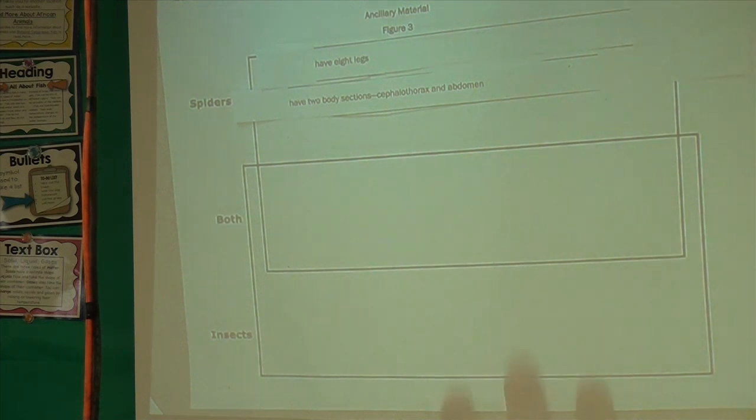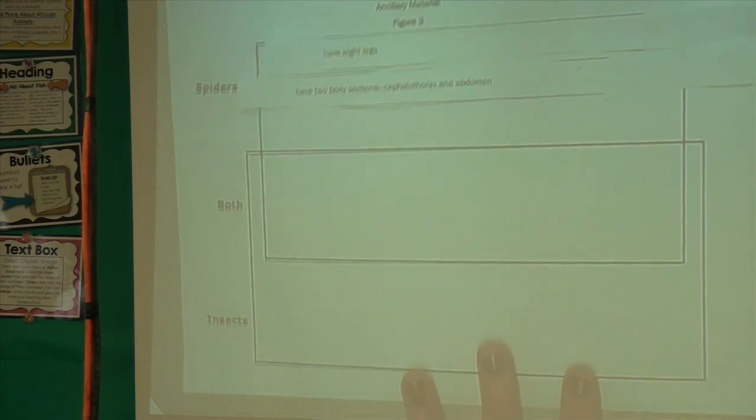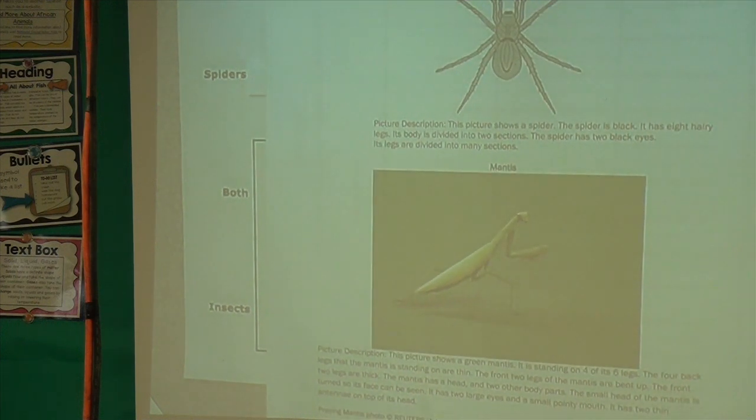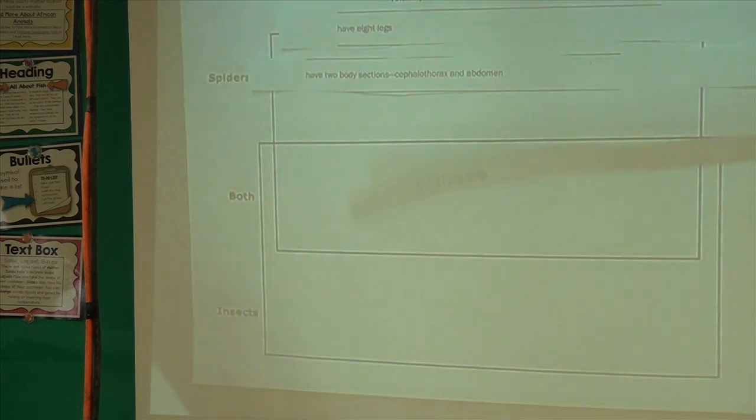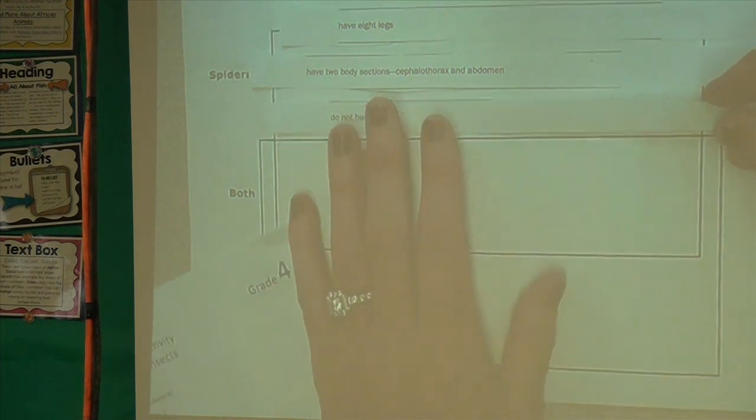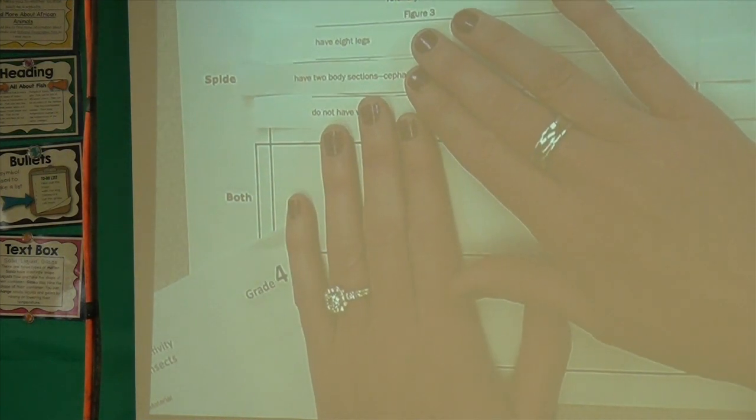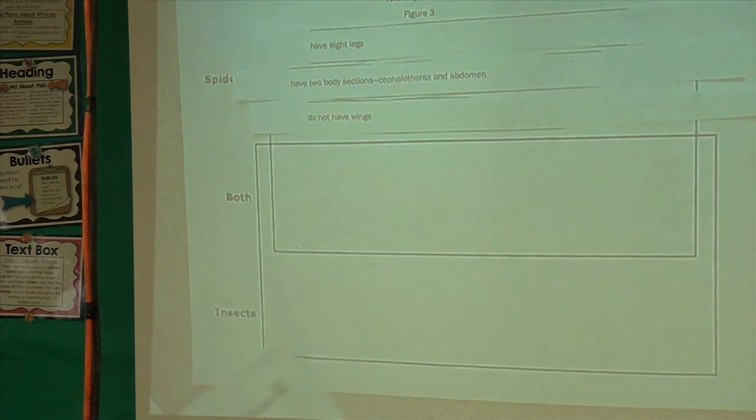What else do you know about spiders? Using the picture can also help you. You have a picture of the spider. What else do you know to be true about spiders? Justin, what do you know? They do not have wings. I'm sorry? They don't have wings. Spiders do not have wings. So that will go in our spider section. We're not gluing down quite yet, friends. We're just placing them.